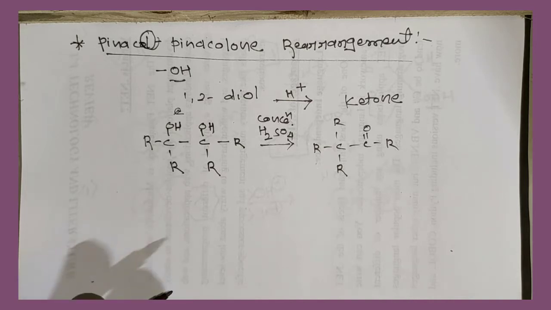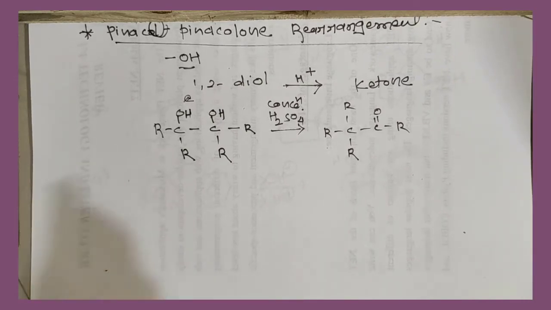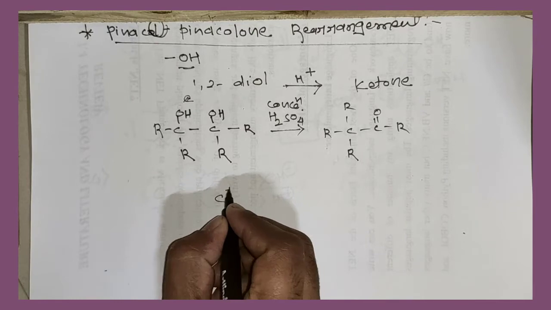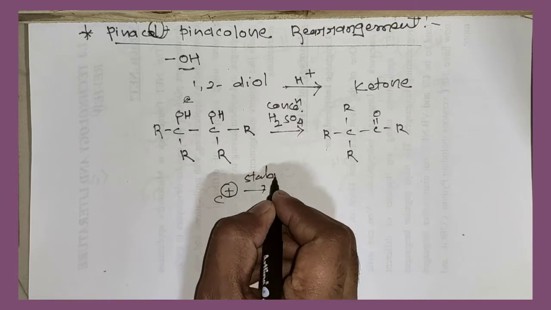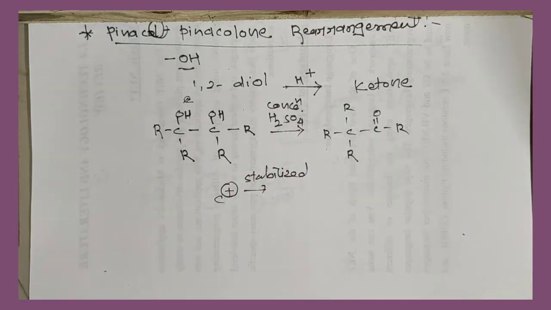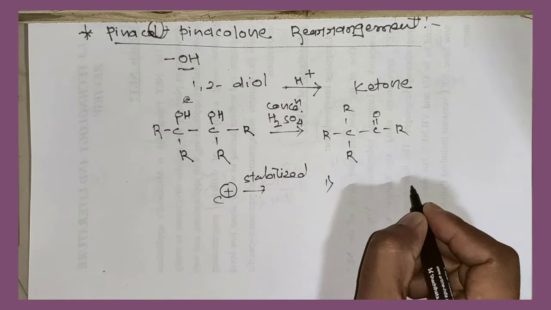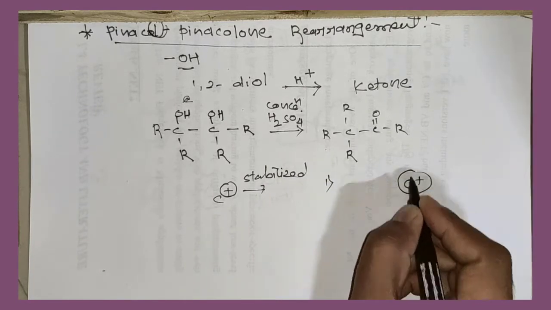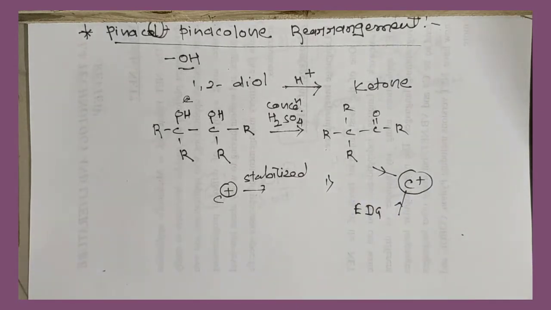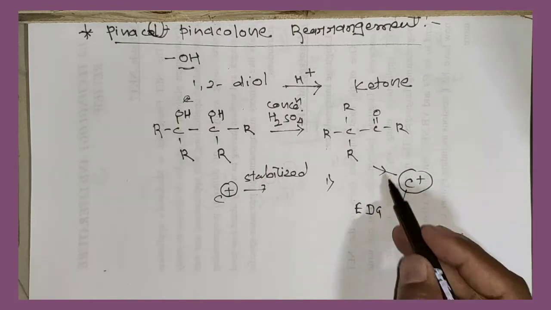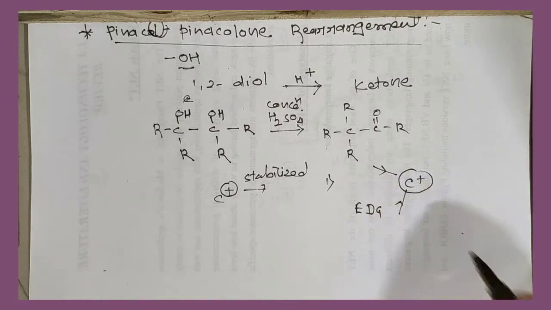Okay, now let me discuss one more topic. For example, if you have a carbocation, this carbocation can be stabilized in two ways. The first way is that if we add an electron donating group near the carbocation, if the carbocation is attached with the electron donating group, then this carbocation is considered stable, in the sense that we cannot isolate that carbocation, but it gives a stabilized carbocation.